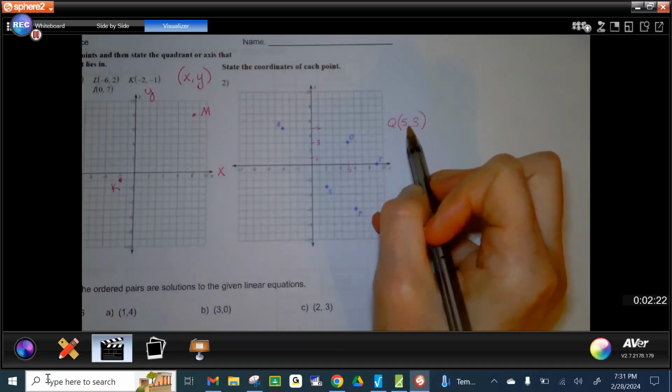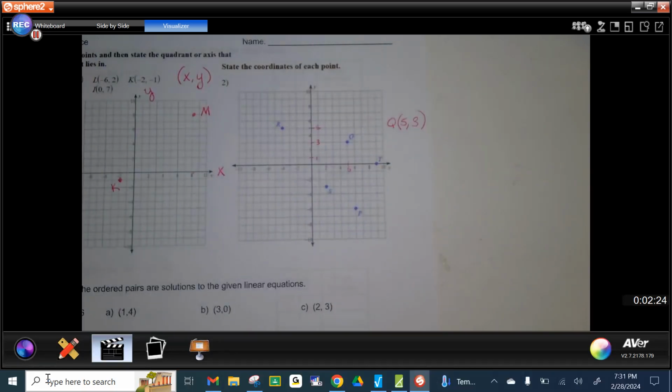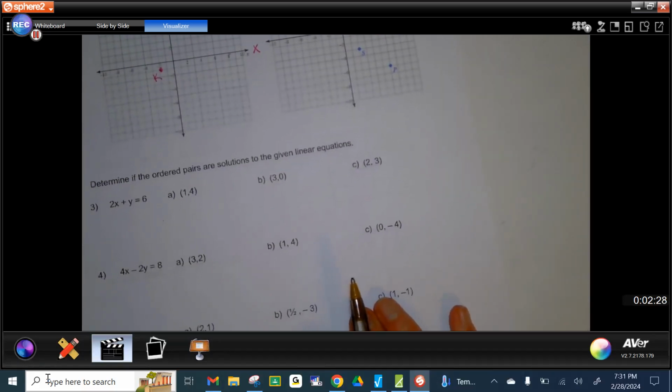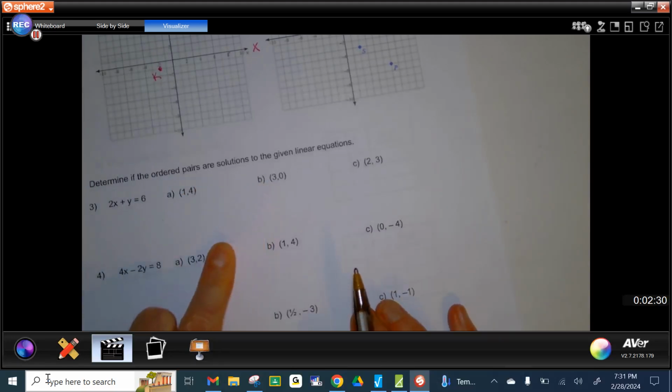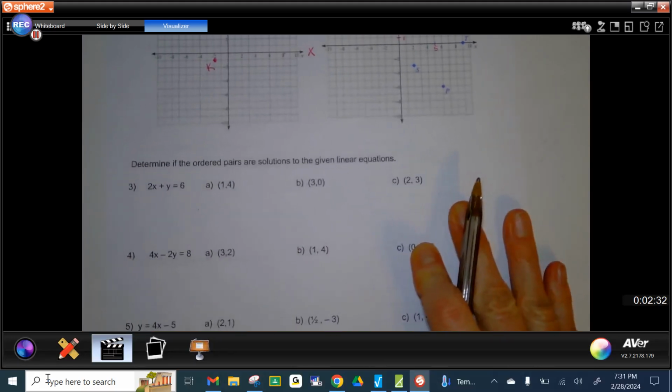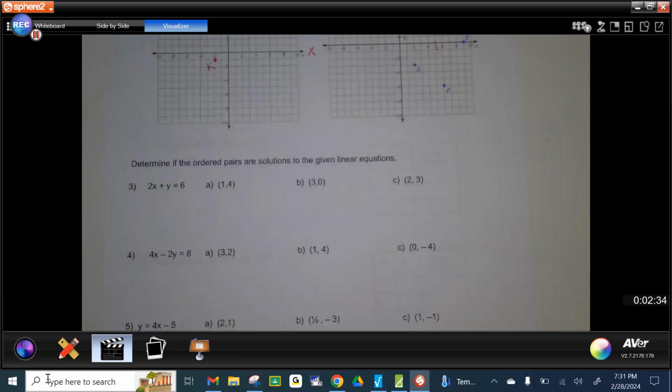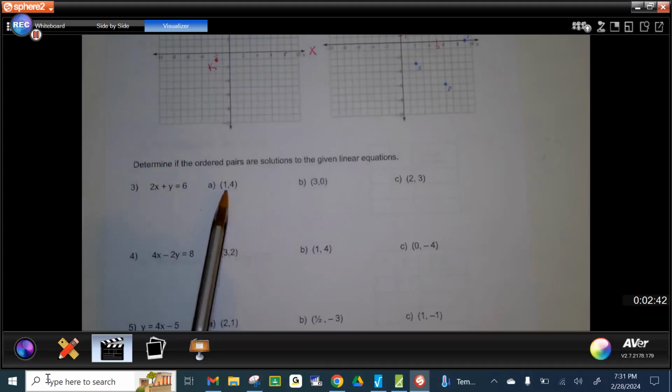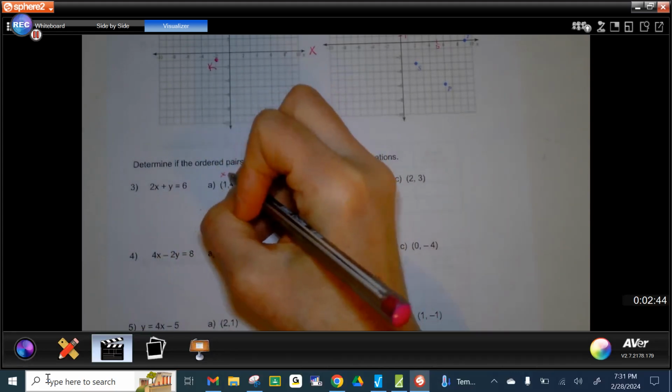Okay? And you can write it on here, or you can write it to the side. Notice I have parentheses and a comma. Okay, then the lesson today we learned was how to tell if an ordered pair is a solution to a linear equation. So here's a linear equation in two variables. We have an x and a y. And remember that this is an ordered pair, and first comes the x and then comes the y.